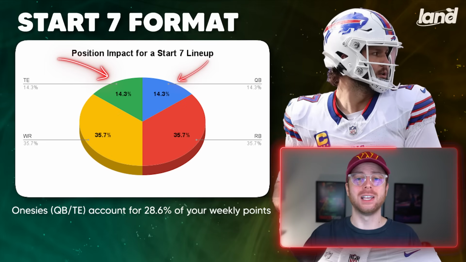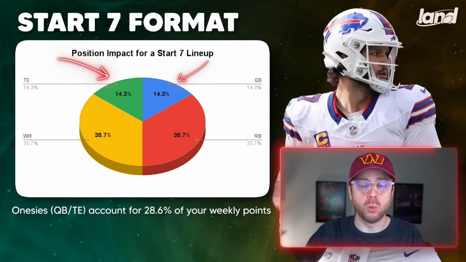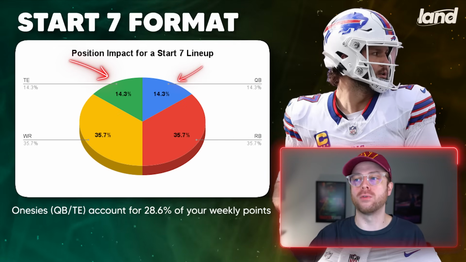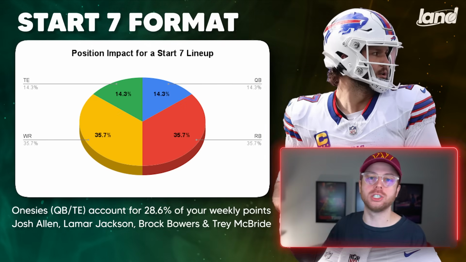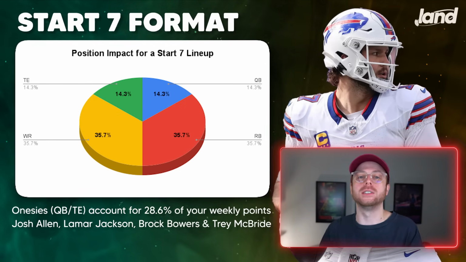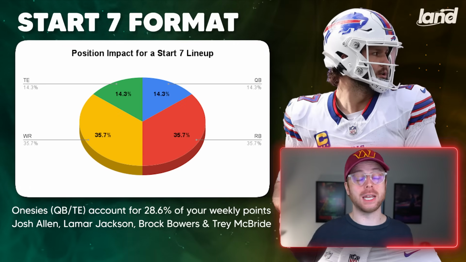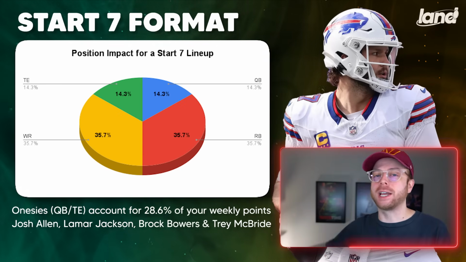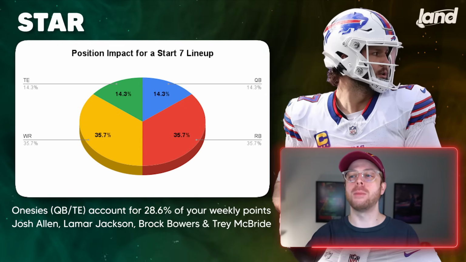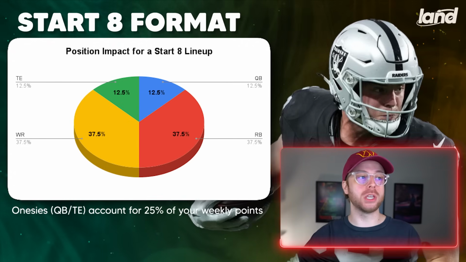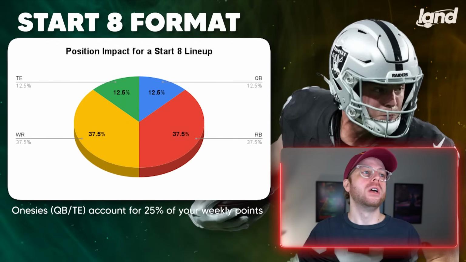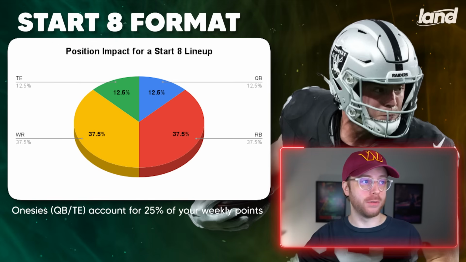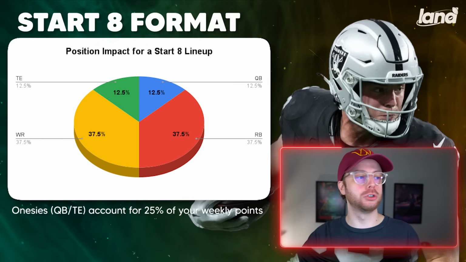Those guys in your league who end up with the elite onesies have a big advantage over other people in their league. Logistically, the Josh Allens, the Lamar Jacksons, the Brock Bowers, the Trey McBrides will be more important to me in a start 7 lineup than in a start 10, for example, right? How about a start 8? Well, it's the same thing, but you add another flex spot. In this starting lineup, the onesies account for about 25% of your weekly points. Still important, but not as crucial as a start 7, right?